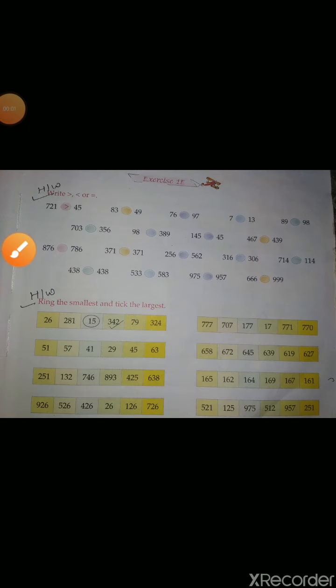Now come to page number 5, exercise 1E. Students, these two questions do in homework as you have learnt in class 2nd. First one is put the sign greater than, smaller than or equal to. Second is ring the smallest and tick the largest.